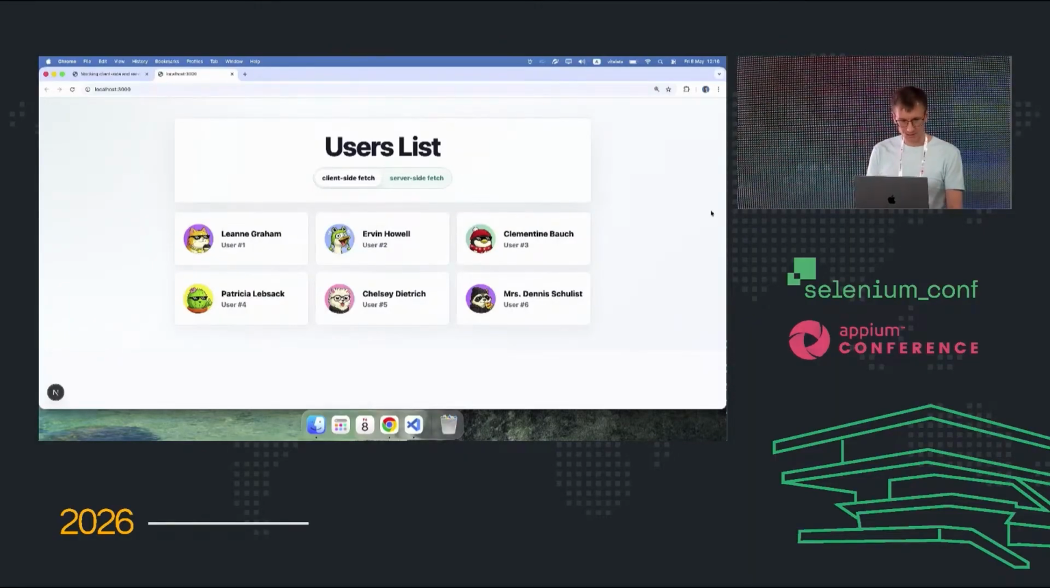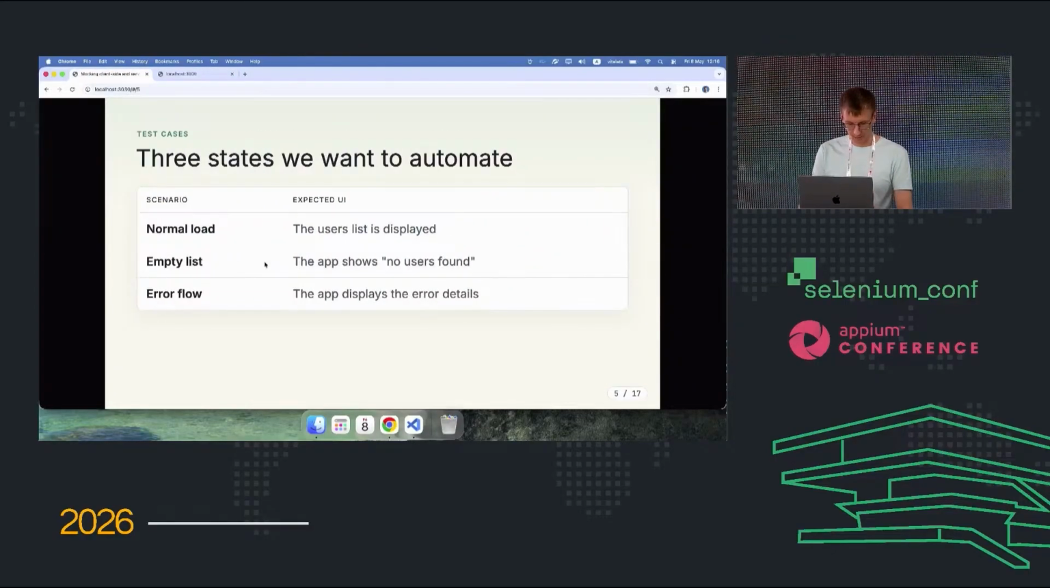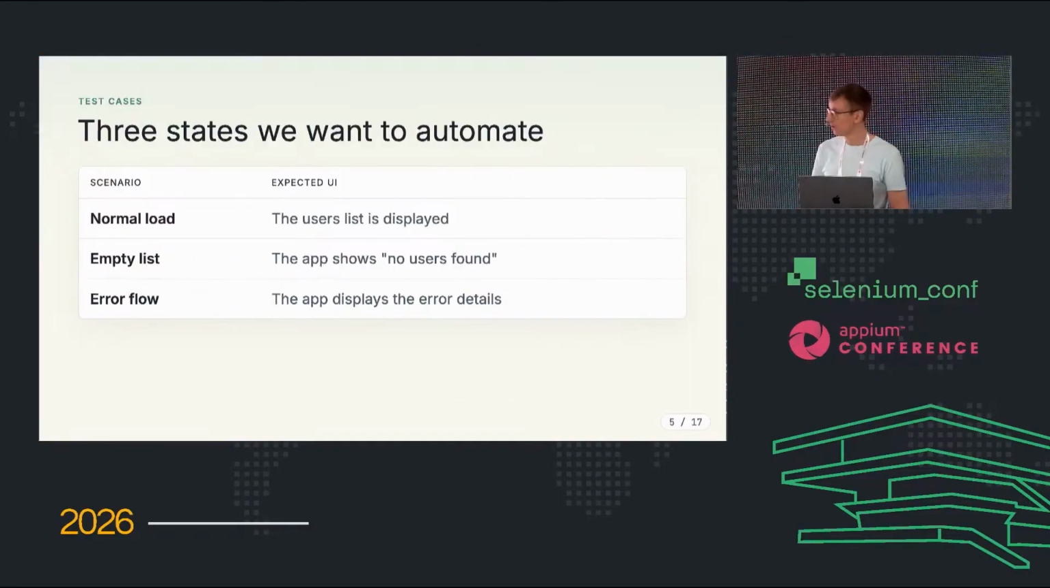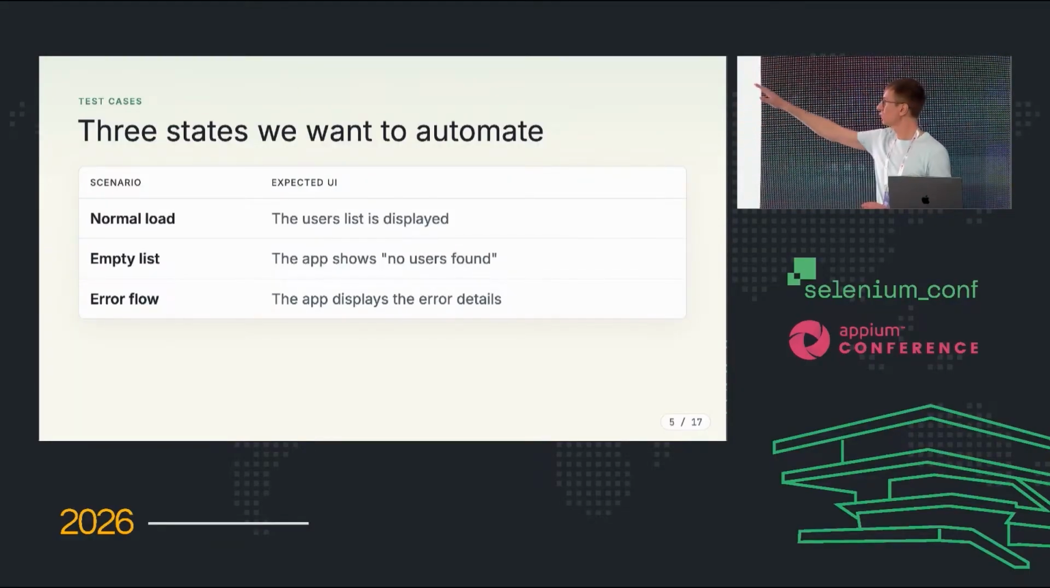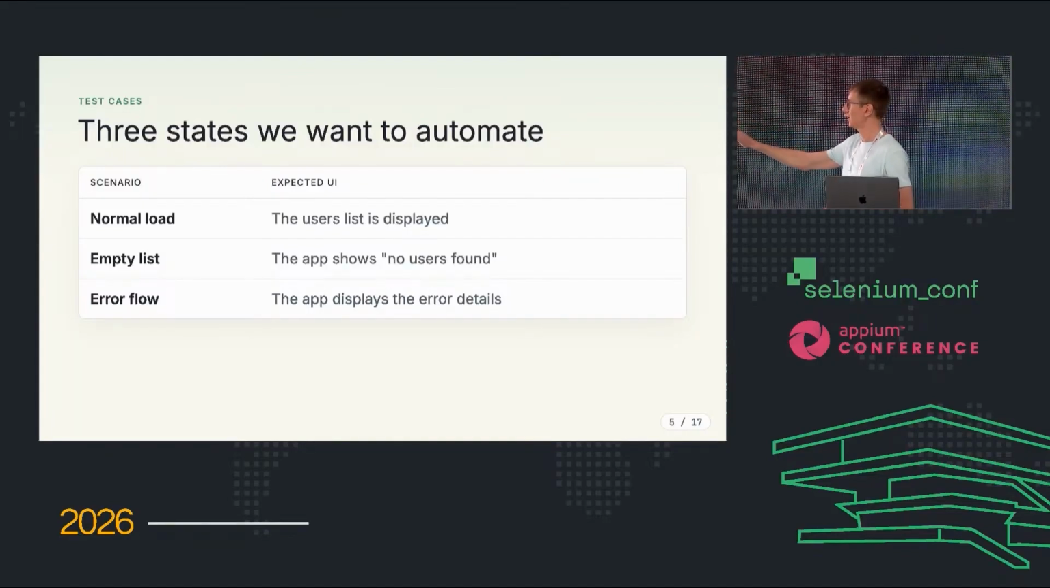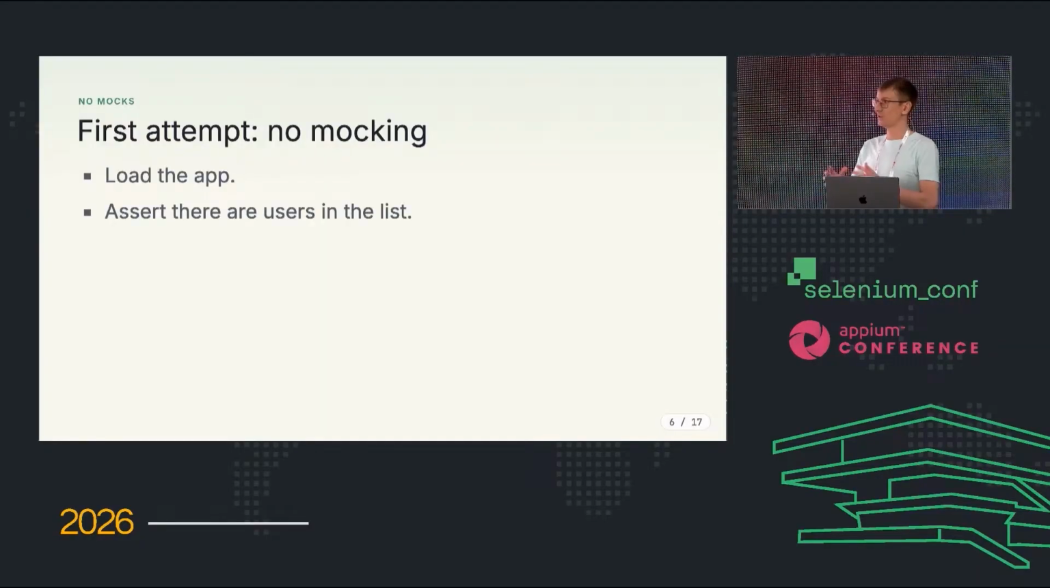So this is the normal flow. This is the empty list scenario and the error flow. Then we will try to evaluate these three test cases over the application. Let's start with the most straightforward approach. We don't know about request mocking, we just test what we have. So the test plan is we load the application and check that there are users in the list.